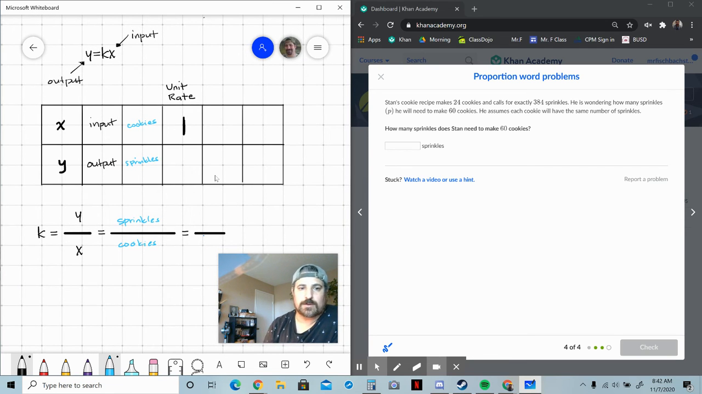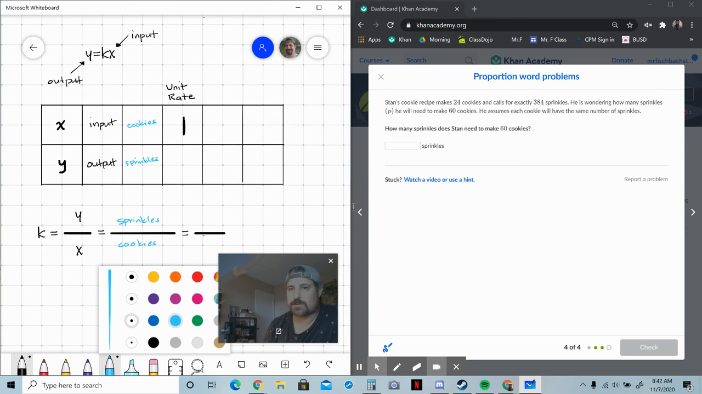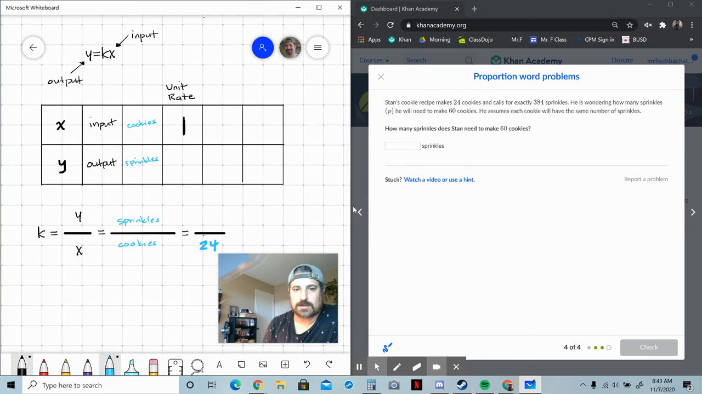All right, so what do we know about our relationship so far? What we know is that 24 cookies takes 384 sprinkles. So when you have 24 cookies, it's going to be 384 sprinkles. All right, so we can fill out this table here. 24 cookies requires 384 sprinkles.